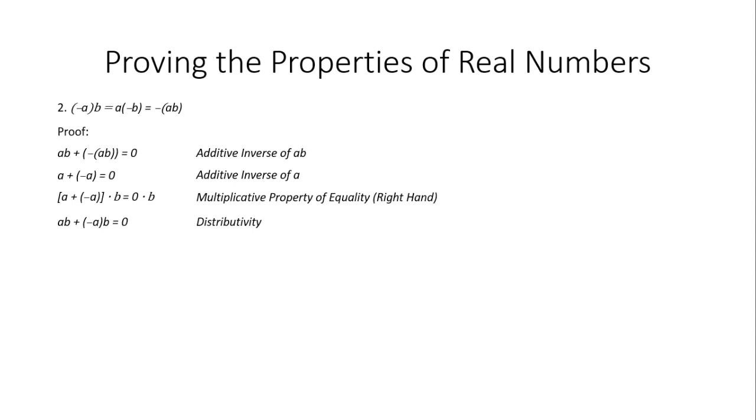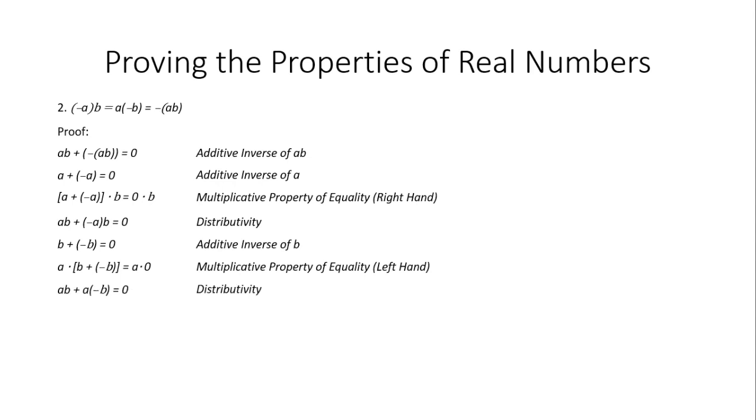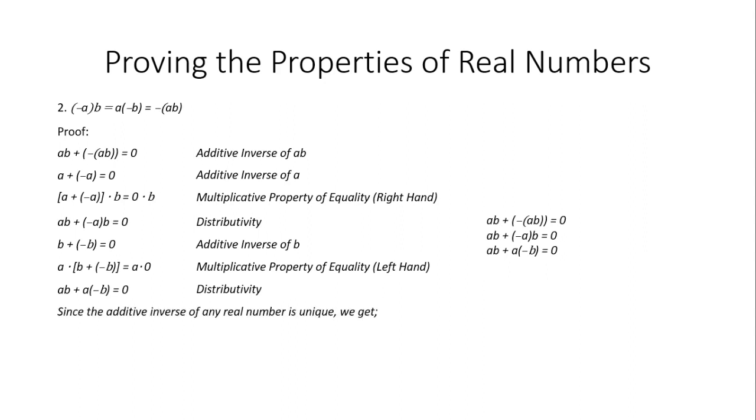Next we consider the additive inverse of b. Using this equation, we multiply a to both sides of the equation from the left. By distributivity property we get the equation a times b plus a times negative b equal to 0. Using these three equations we have derived and the fact that the additive inverse of the real number a times b is unique, we get this equation.